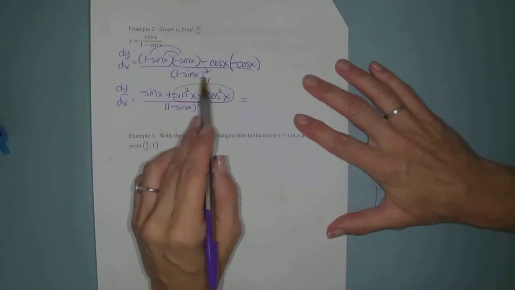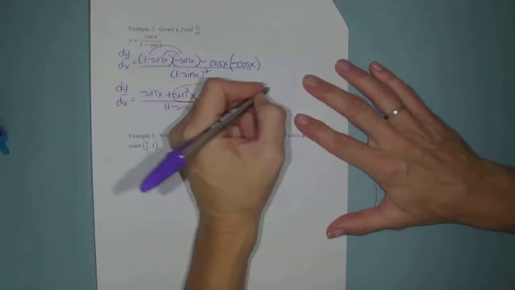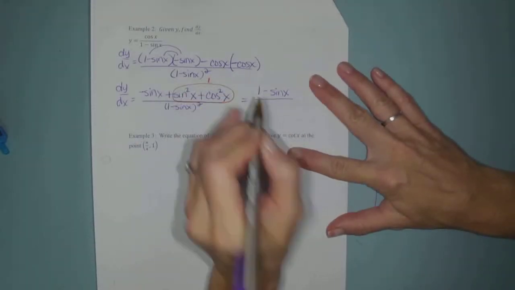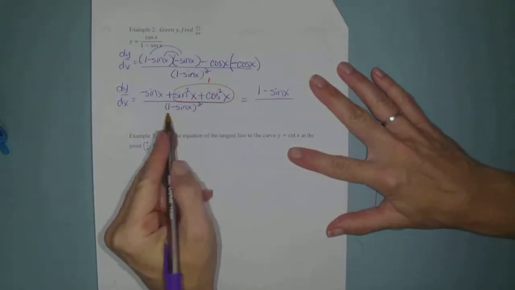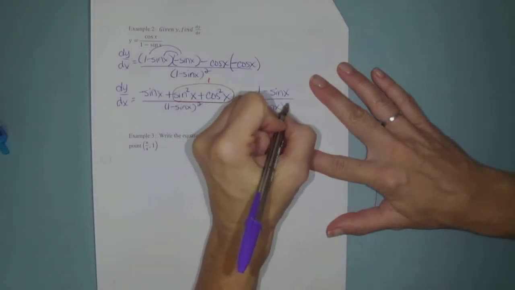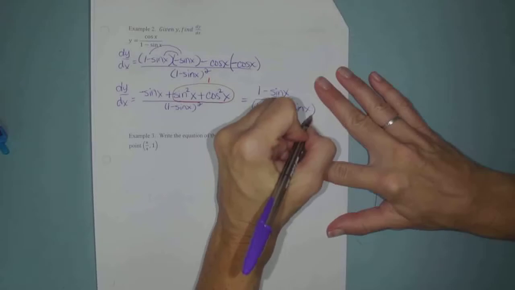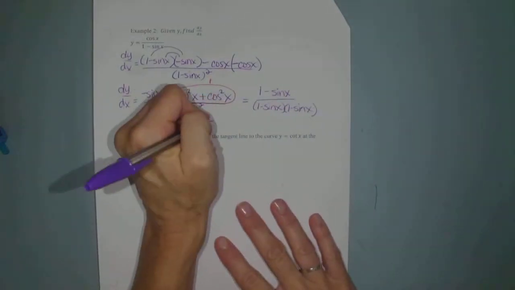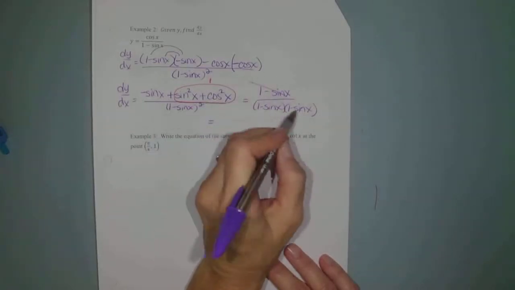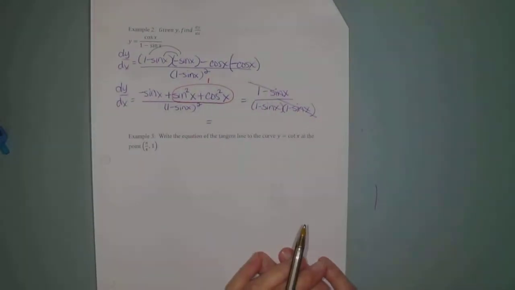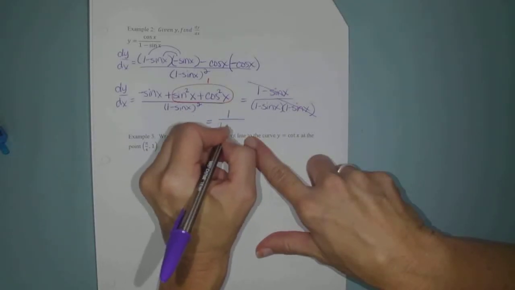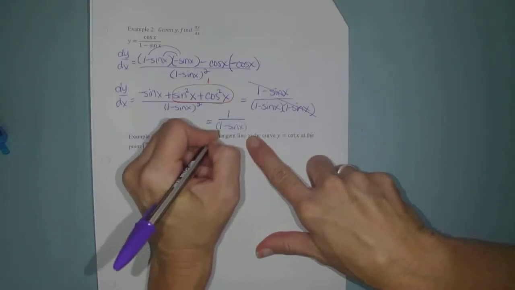I could do negative sine x plus 1, but based on where I'm headed with this, I'm going to do 1 minus sine x over, and on the denominator, I'm actually going to write this out twice: 1 minus sine x times 1 minus sine x. So my final answer: 1 minus sine x on the top can cancel out 1 minus sine x on the bottom, leaving me with a final answer of 1 all over 1 minus the sine of x.